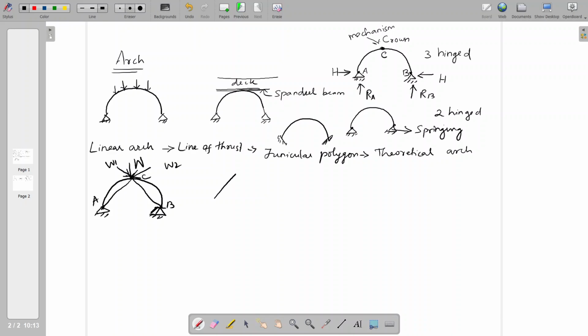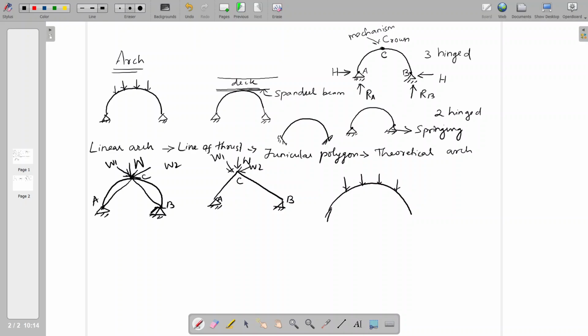If you make the arch profile like this, for the application of load W, it will be very comfortable for the load transformation. But it is not practically available, hence it is called a theoretical arch, because these two components W1 and W2 will be transferred along CB and AC respectively.